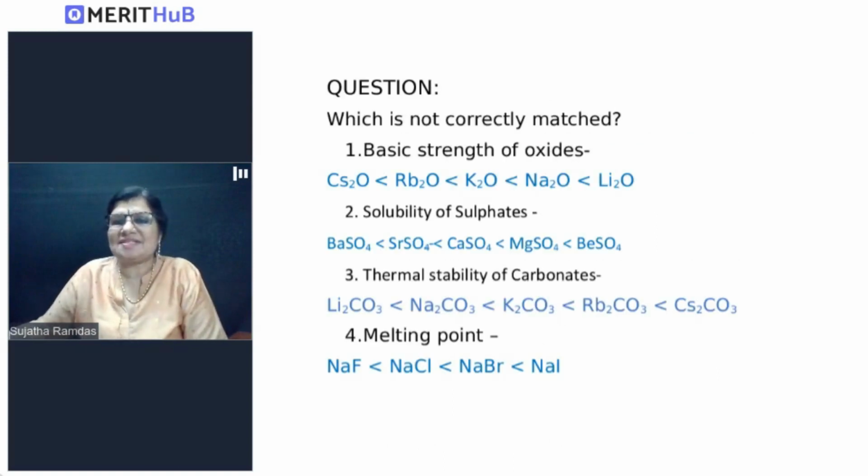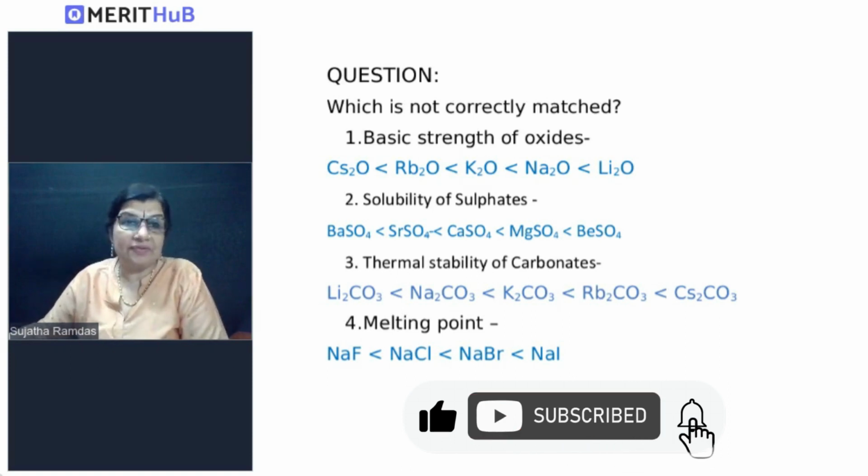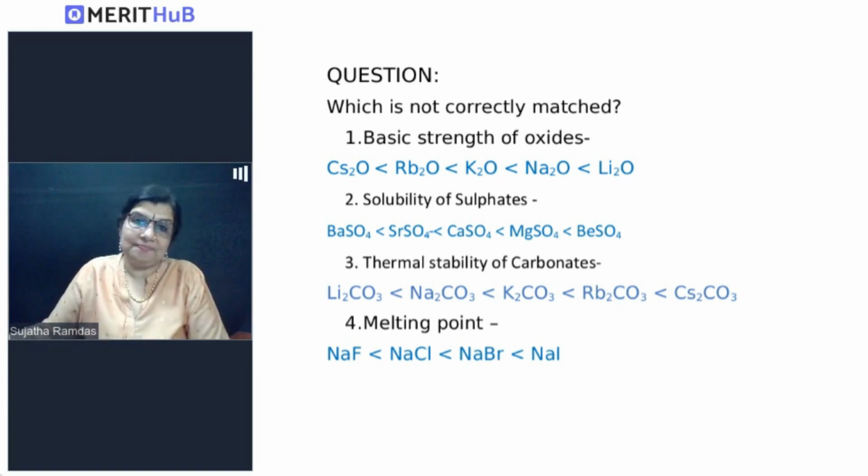So here is the question. Four comparisons have been given with respect to four properties: basic strength of oxides, solubility of sulfates, thermal stability of carbonates, and melting point. Amongst these, which one of them is not correctly matched? There could be one or more than one.